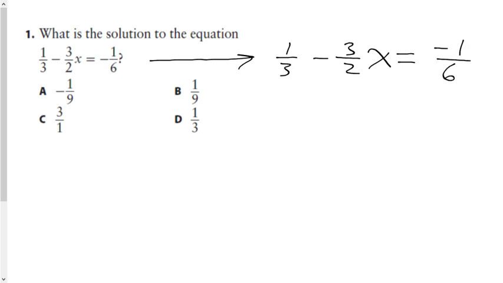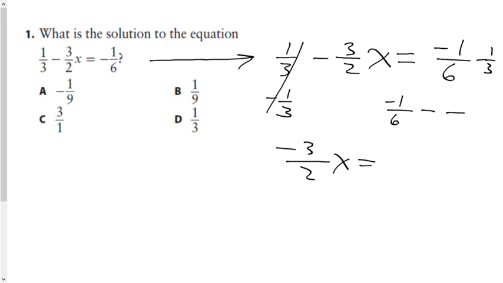Once we have that written, we're going to treat it just like we would if it was 2 minus 4x equals negative 3. If it was this question, we would subtract 2 from both sides, correct? And then we would divide both sides by 4. So here, we're going to subtract the constant, which is 1/3, to get rid of it, leaving me with negative 3 over 2x equals. Subtracting a third here means I need a common denominator.